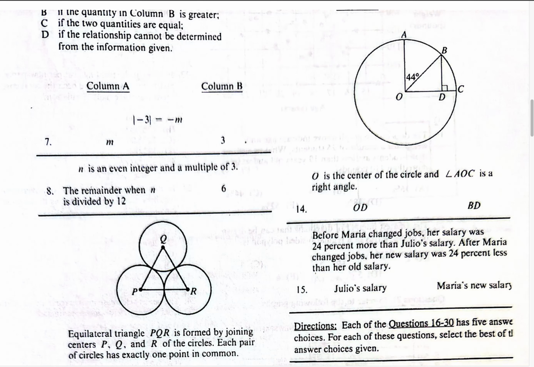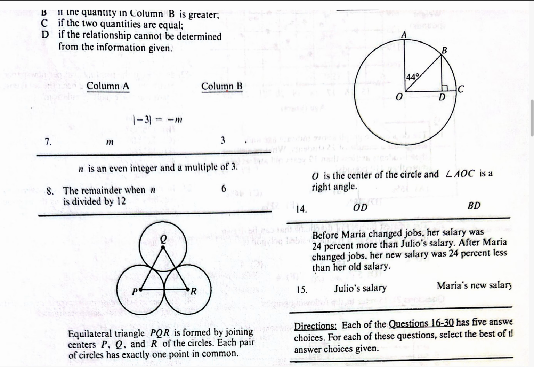Okay, today we have to discuss these questions from 7 till 15 of GRE Quantitative. In this question we have four options. A is the option if the quantity in column A is greater. This is column A, the first one.